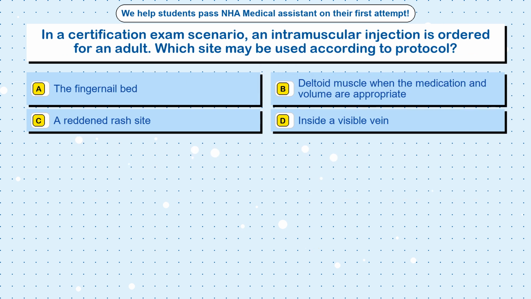Question 44. In a certification exam scenario, an intramuscular injection is ordered for an adult. Which site may be used according to protocol? Option A. The fingernail bed. Option B.